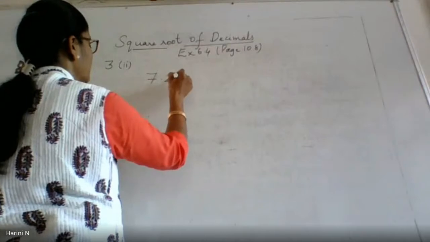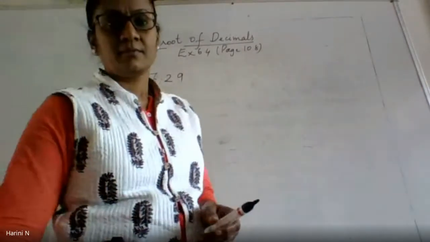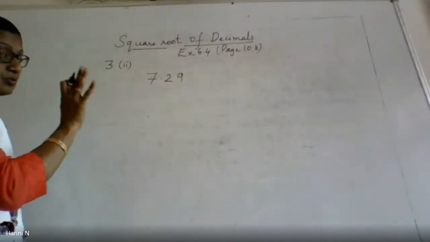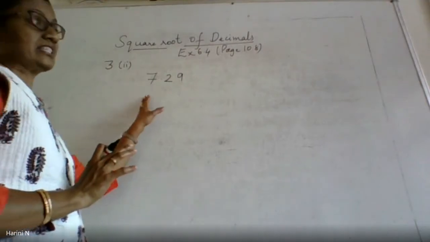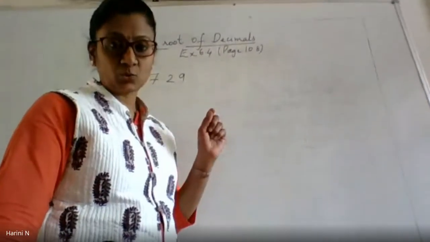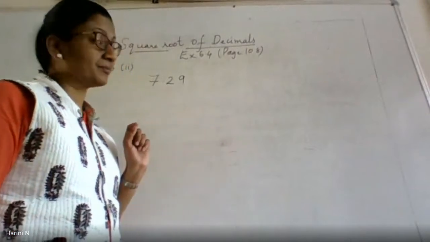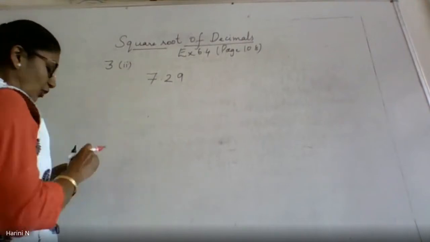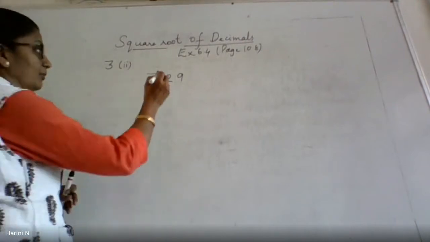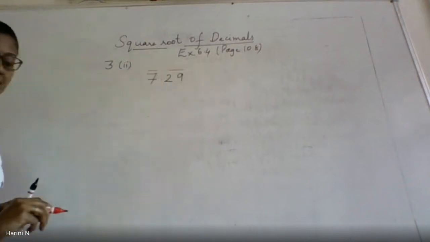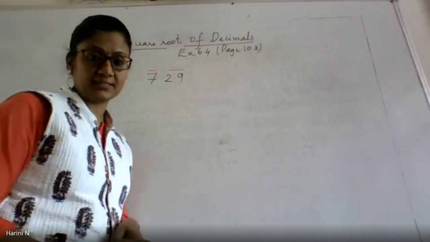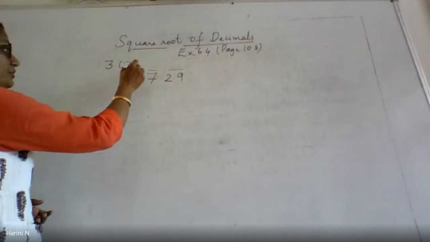Okay, the second one says I need to find the square root of 7.29. We have already seen how to find the square root of numbers without decimals using the long division method. Now we are going to extend our understanding to decimal numbers. The first step, as we remember, is to segregate the numbers into blocks, two numbers in one block. So I take this as one block and the 7 will be another block. Once you have grouped the numbers in pairs, we start with the long division.